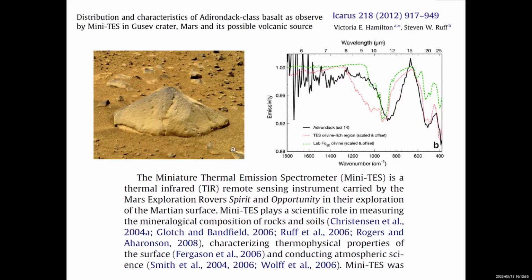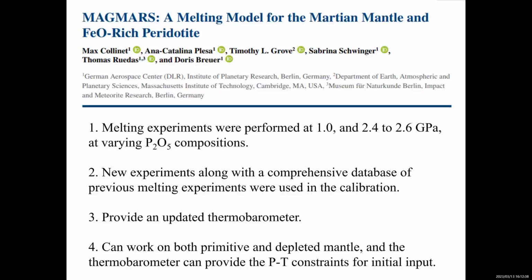So that's unknown. But even so, people are still debating the bulk composition of Mars, or the mantle source composition. So that's still unknown. For this work, they are trying to address this through forward modeling, trying to figure out what the source composition of the Andirondack basalt is.